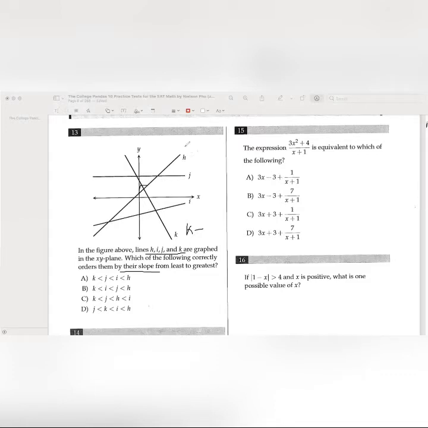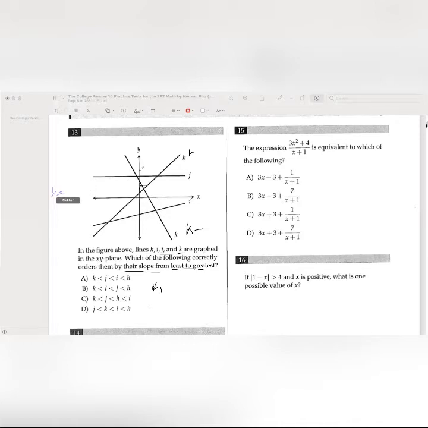Yeah. H probably has the greatest positive slope. This one has the second greatest positive. This has no slope. And then this one. So from least to greatest: H is positive, K is negative, I is positive but low positive, and then J is just constant. Exactly. J is at a constant y equals something.